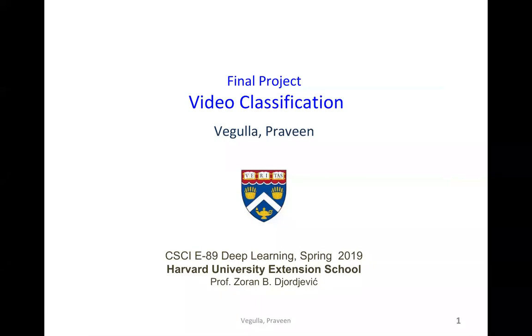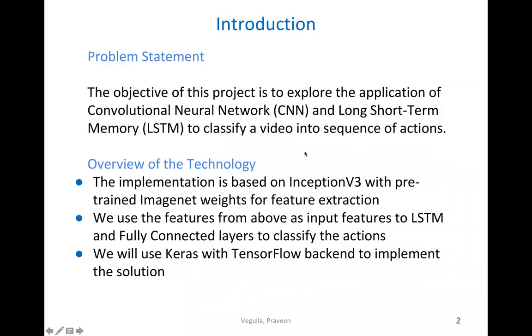We will be talking about video classification today. The primary objective of this project is to classify a video into a sequence of actions. For this, we will be using a CNN for the feature extraction and an LSTM followed by dense layers for the actual classification. The implementation is based on Inception v3 with pre-trained ImageNet weights for feature extraction. And we are only going to be using the feature extraction part of it. That is, the dense fully connected layer for the classification will be removed.